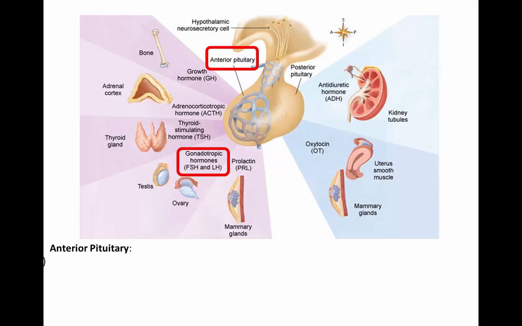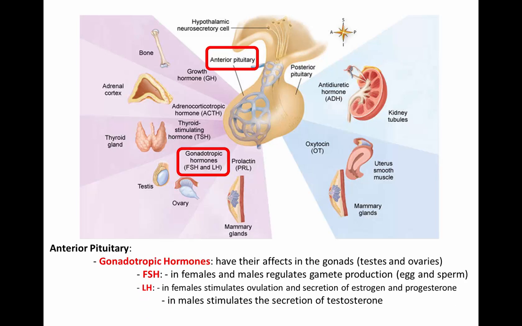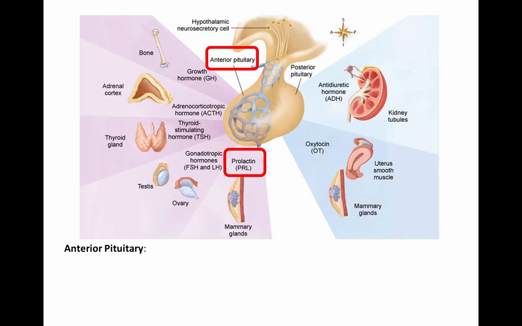Gonadotropic hormones have their effects in the gonads, the testes and the ovaries. Follicle stimulating hormone regulates gamete production in males and females. That would be egg and sperm cells. Luteinizing hormone in females stimulates ovulation and secretion of estrogen and progesterone, and in males stimulates the secretion of testosterone. Prolactin initiates milk production in breastfeeding females.